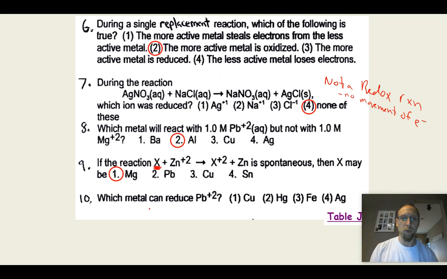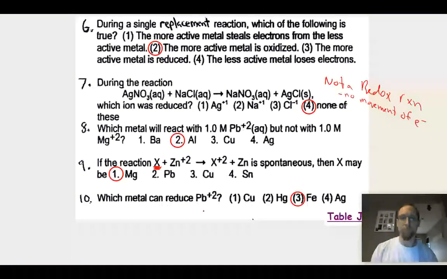Which metal can reduce Pb+2? So that means it's getting oxidized. So the higher metal is oxidized. So it's basically asking us which metal is higher than Pb. Remember, the higher metal gets oxidized, the lower metal gets reduced. So it's basically just saying which one is higher than Pb. And of these 4 choices, iron is your answer.